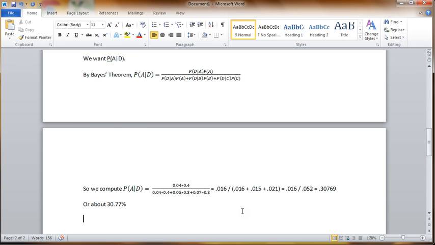All right, that's our example of Bayes' theorem. I hope this has been useful to you, and best wishes this week.